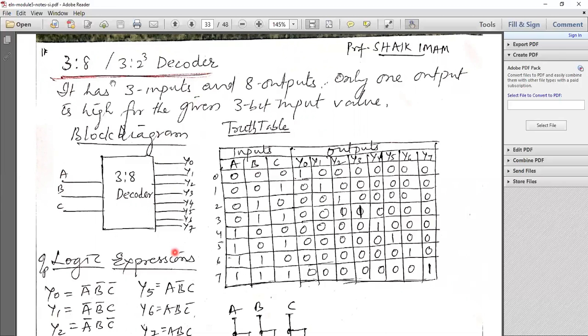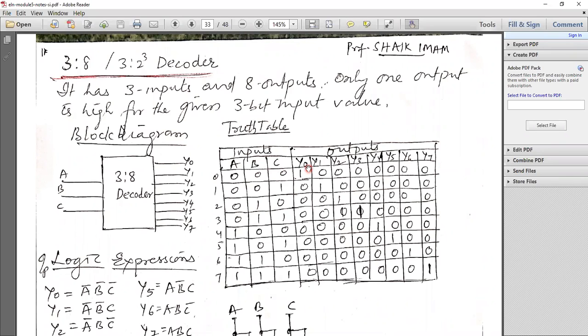That is 8. 8 represents 2 raised to 3. How did 8 come? Because of 3 inputs, we will be deriving 8. Among the 8 possible combinations of output, only one output will be active, but we can get any one out of these 8. What are those 8? Y0 to Y7. So first write the inputs A, B, C, then list out Y0 to Y7.